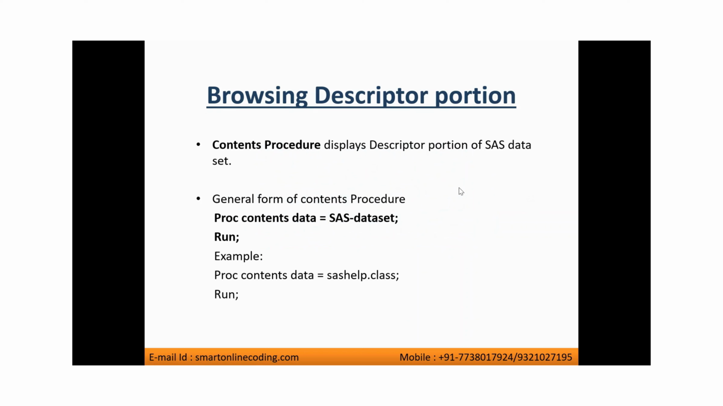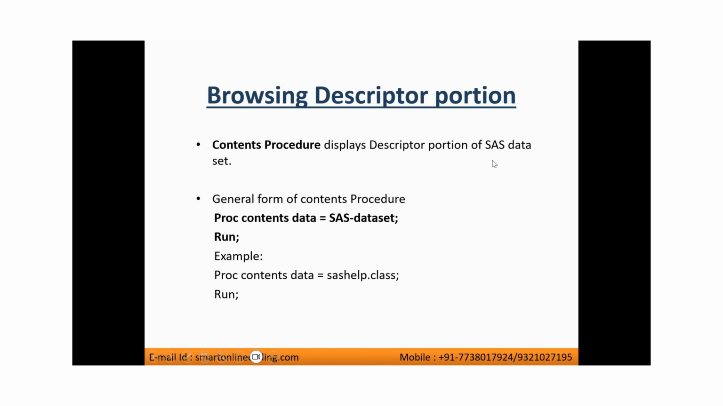Okay. Moving ahead. Browsing the descriptor portion. Now what does this mean? As I mentioned already, we have two kinds of portion, the descriptor portion and the data portion. Now how are we going to browse the descriptor portion? Browsing means we have to get the details about it, exploring what details it contains, what items it has, and what attributes it contains. All these things are information we are curious to know from the descriptor portion side.